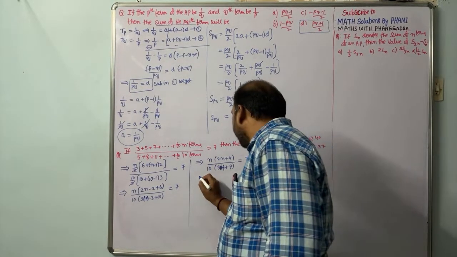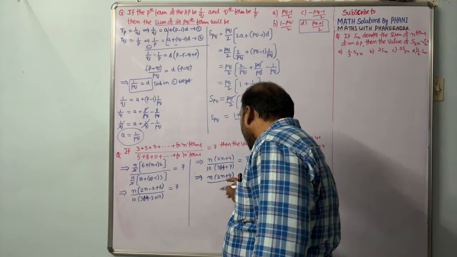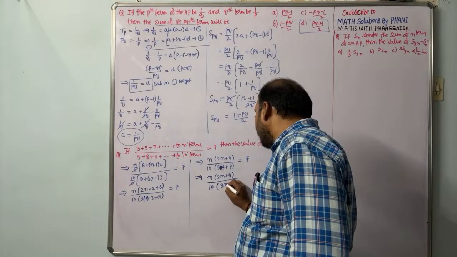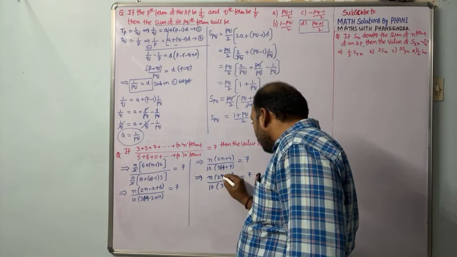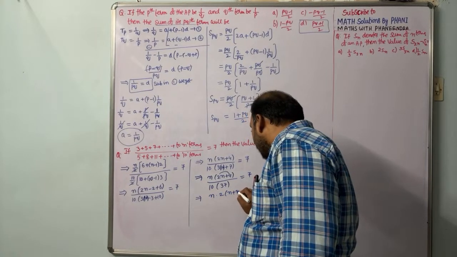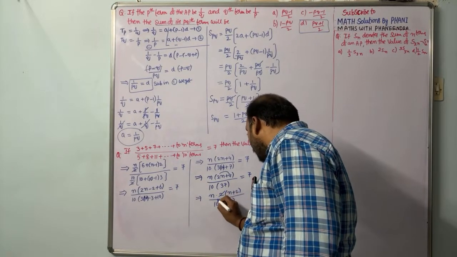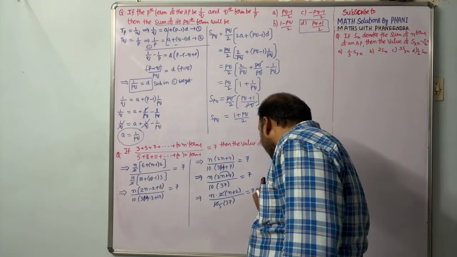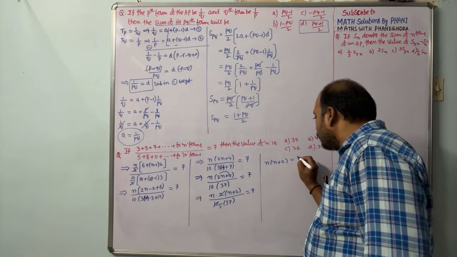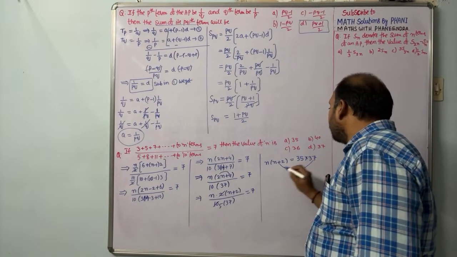So that implies n into (2n plus 4) by 10 into 37 is equal to 7. Here also 2 take common, n into 2 into (n plus 2) divided by 10 into 37. 2 ones, 2 fives, is equal to 7. Now cross multiplication. n into (n plus 2) is equal to 7 into 35 into 37. Either equal to these two or these two.